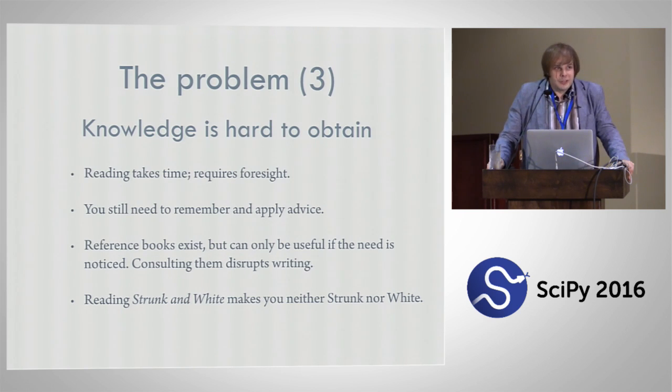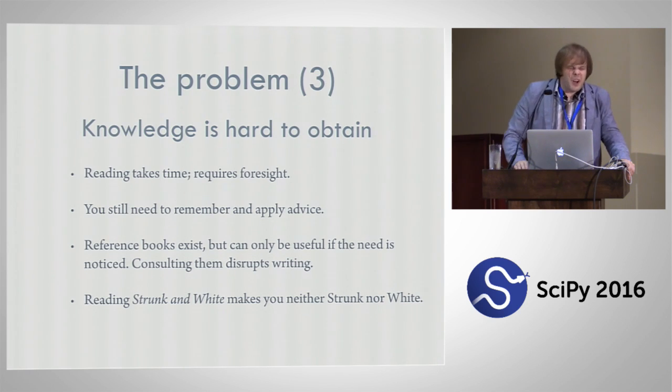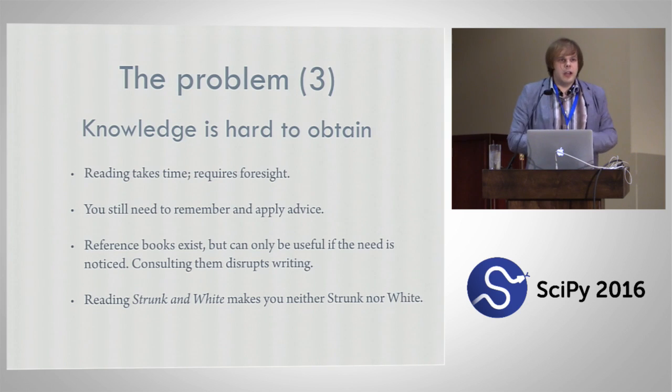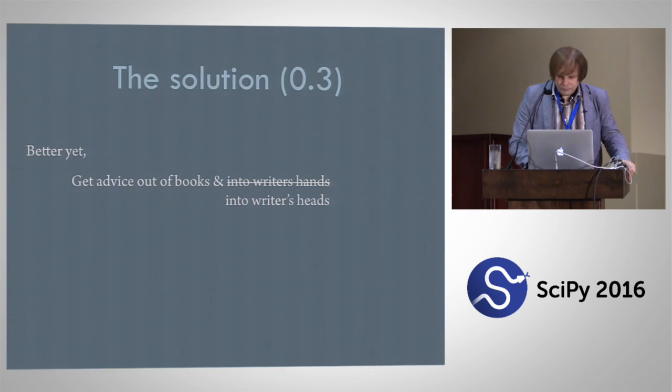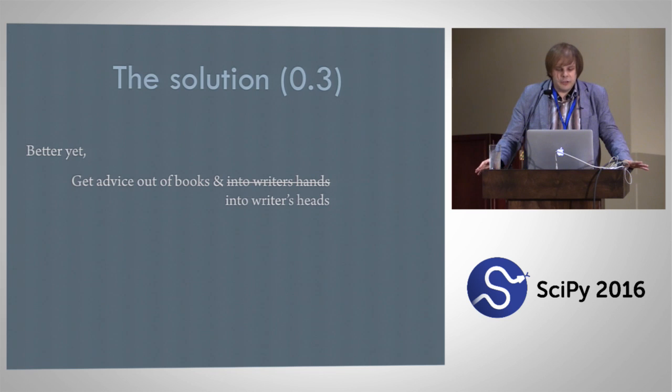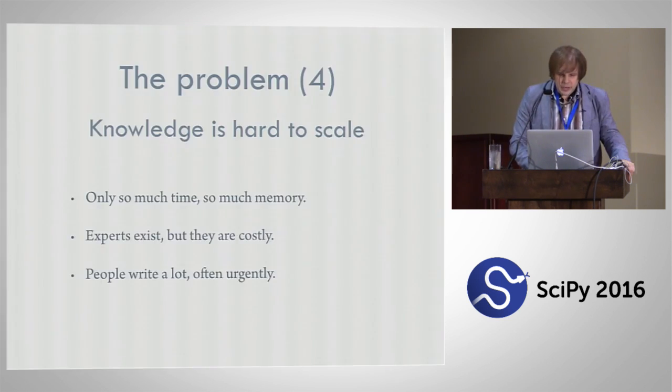And reference books exist, but in order to go and look at a reference book, you have to interrupt the writing that you're doing. And again, you can only use them if you notice that you need them. So all in all, reading a well-established guidebook for English prose styling, such as Strunk and White, makes you neither Strunk nor White. So better is to get advice out of the books and into the writer's heads, where it doesn't need to be interacted with so actively.